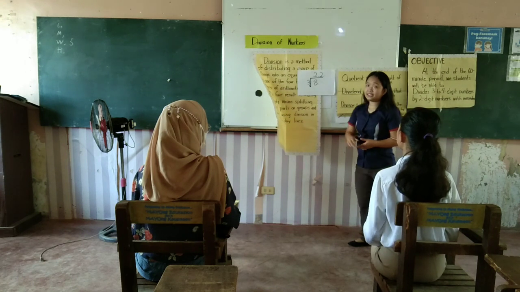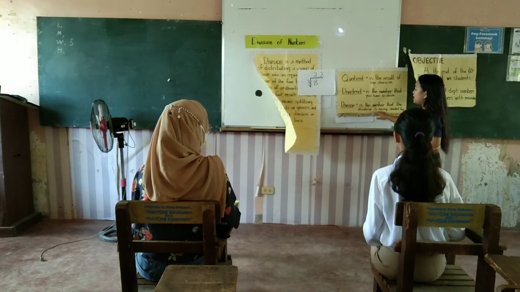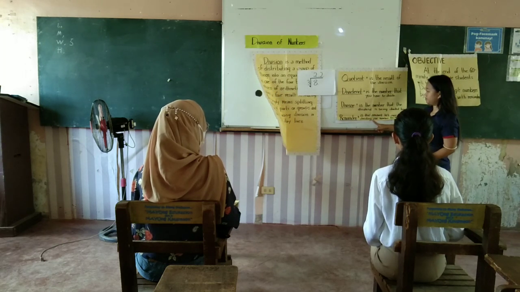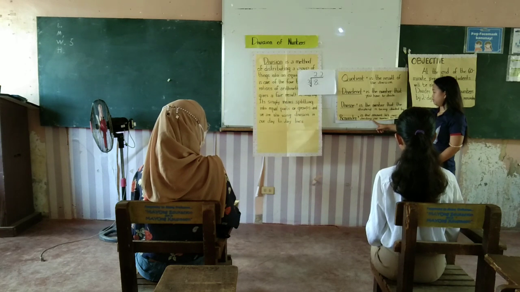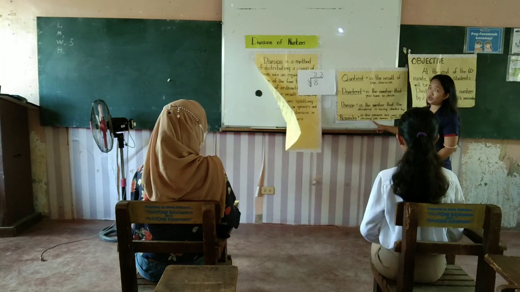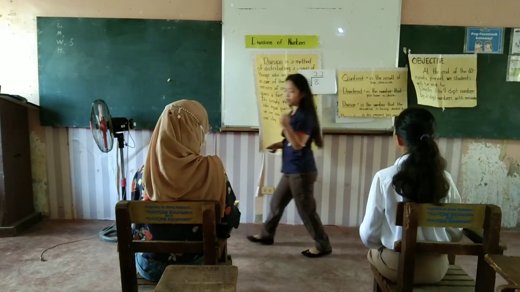Where is the remainder? 2. Okay, so the remainder is number 2. What is remainder? Please read. Remainder is the amount left over after dividing one number by another. So the remainder is the leftover.